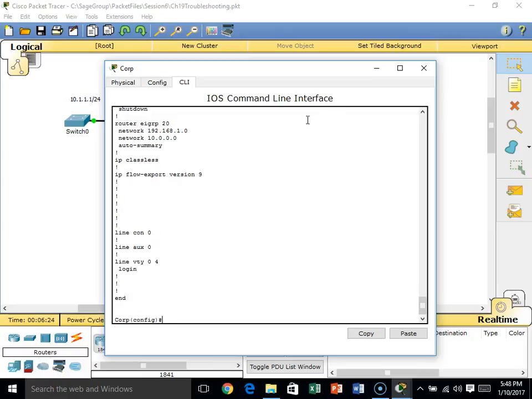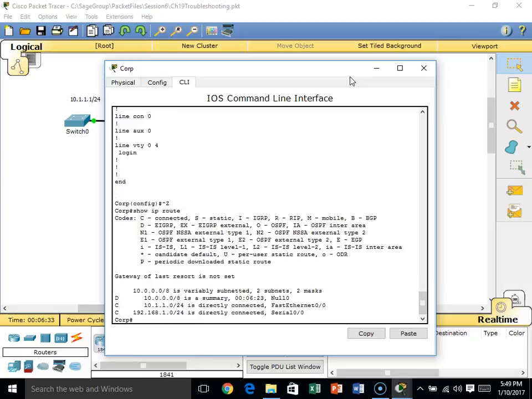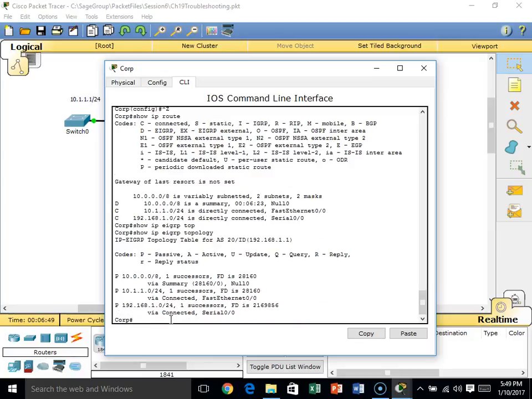So it's advertising the two networks that are directly connected to it, 10.1.1 and the 192.168. It says variably subnetted, 2 subnets and 2 masks in this thing. Show IP EIGRP topology. Passive, we have a successor, but it's saying that everything is here, that I own it, and that's because of that auto summary. So we'll get rid of it, I guess, to start with.